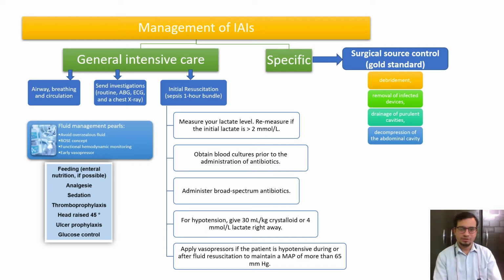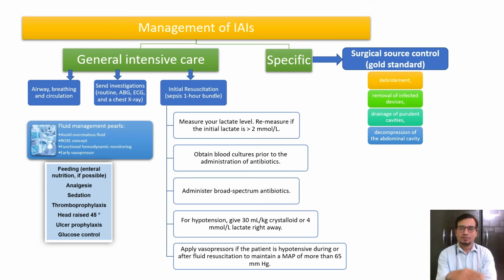On admission, you should first control ABC, that is general intensive care. So management of intra-abdominal infection is divided into general intensive care and specific intensive care. In general intensive care, you have to take care of airway, breathing, and circulation, as you do usually. Send all the routine investigations and specific investigations, radiological investigations, to find out the etiology, to find out the degree of deterioration inside the body.